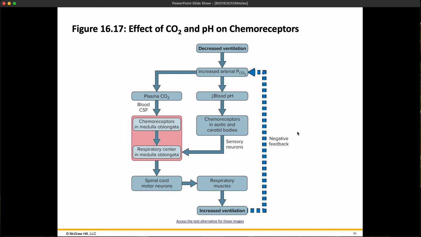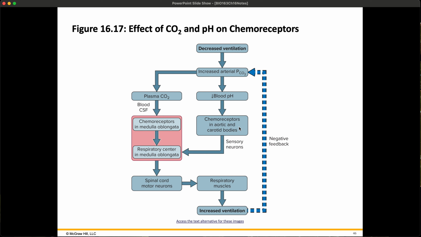Here's a nice little flow chart for that. If you decrease your ventilation, decrease your breathing rate, you're not exhaling as much. So you start to have an increase in PCO2, the partial pressure of carbon dioxide. You start to get more CO2 in your blood. That's going to decrease your blood pH, make it more acidic.